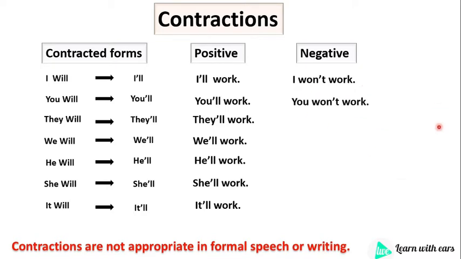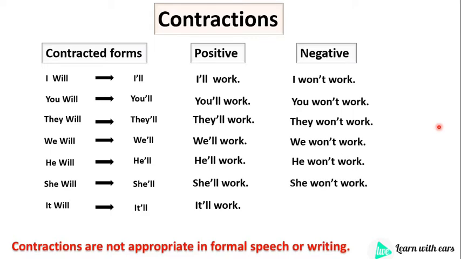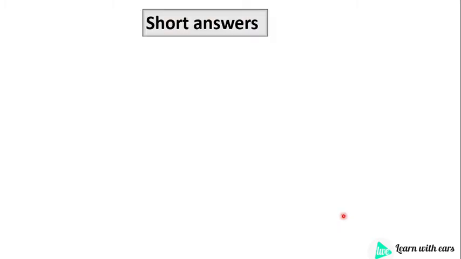You won't work. They won't work. We won't work. He won't work. She won't work. And it won't work. Okay, so these are contractions. Here we are using positive sentences with contractions, and here negative sentences. Okay, now next, short answers.